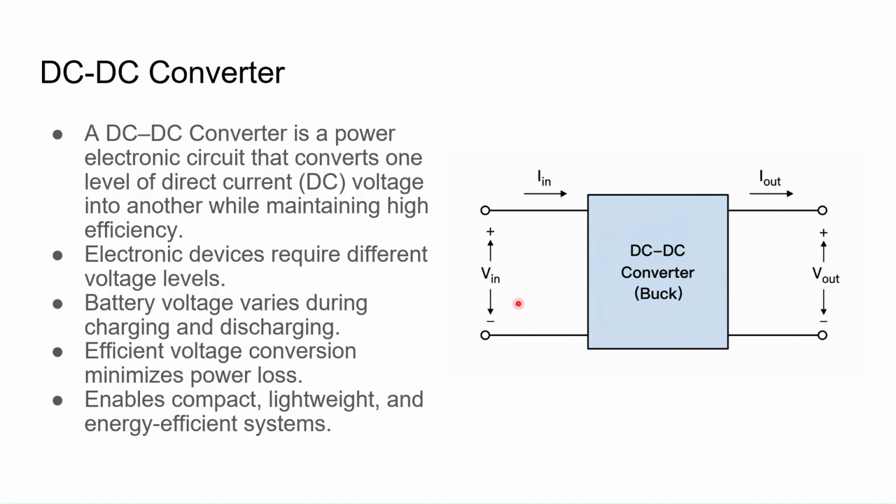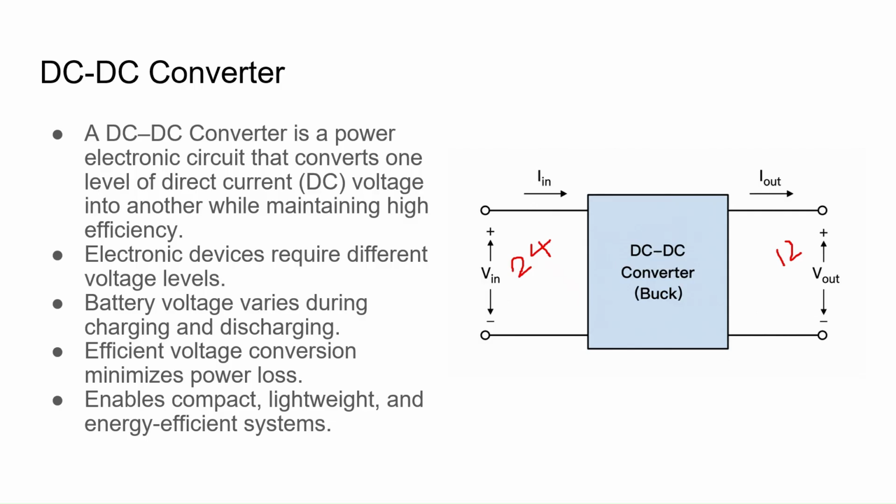For example, if you have a 24 volt DC on the input side, the DC to DC converter can convert it into a 12 volt DC. So this 24 volt is stepped down to 12 volt. This converter is called a DC to DC buck converter.